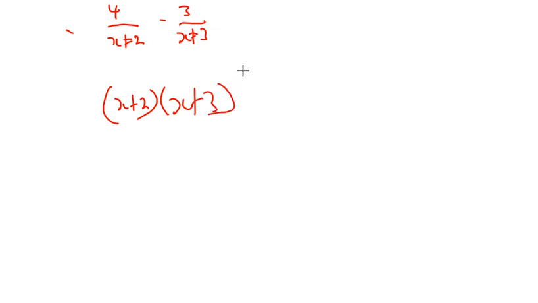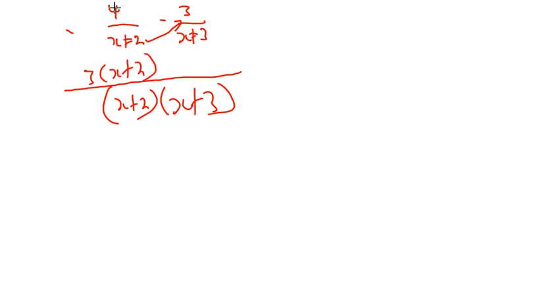So for example, if I have 4 over x plus 2, minus 3 over x plus 3. So remember what I was teaching you there. You multiply the denominators. So I'm going to have x plus 2 brackets x plus 3. That's my denominator. Don't expand it, leave it like that. Then multiply that by that, multiply that by that. So if I multiply that by that, I'm going to have 3 brackets x plus 2.